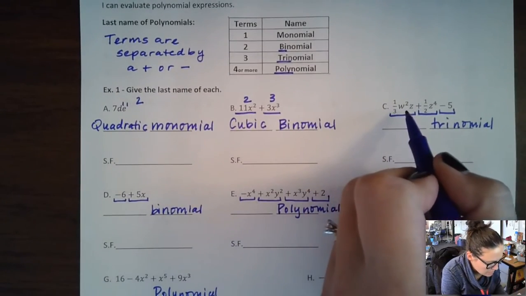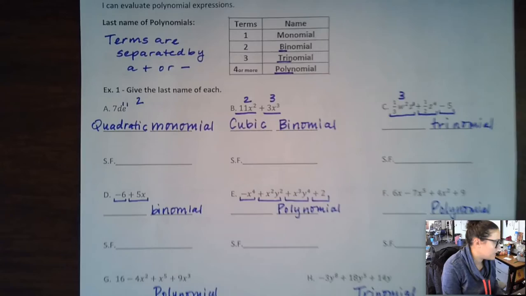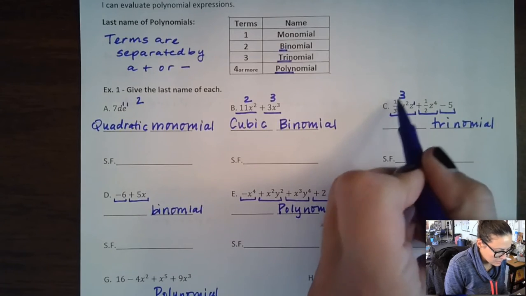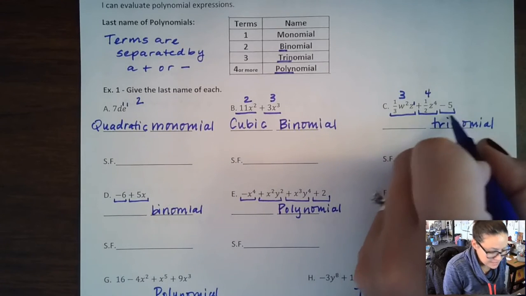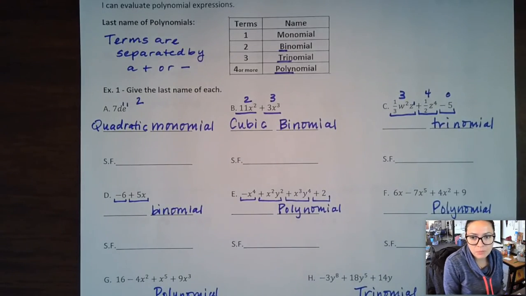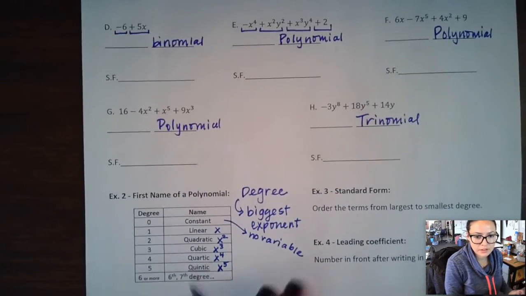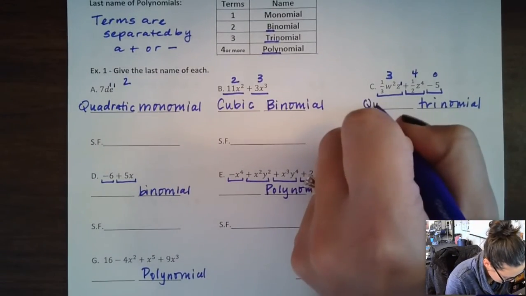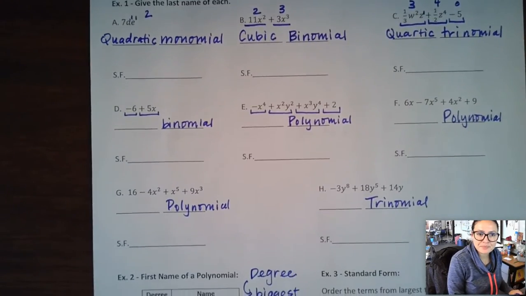All right, let's look at these terms here. 2 and 1 means that is degree 3. So this term has a degree of 3. This term has a degree of 4. And this last term here doesn't have a variable at all, so that would be degree 0. So then we look and we say, okay, which one is the biggest? It's 4. Degree 4 means we call it quartic. So this is a quartic trinomial.